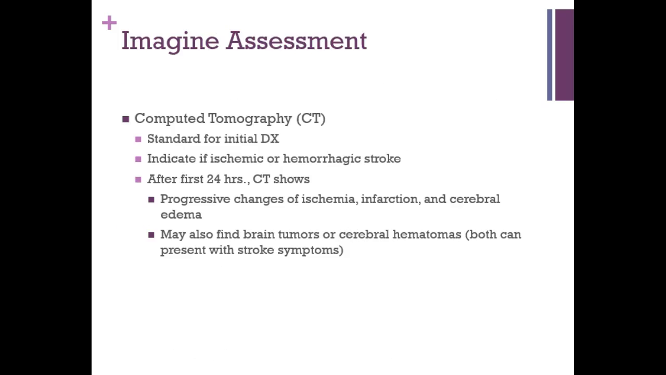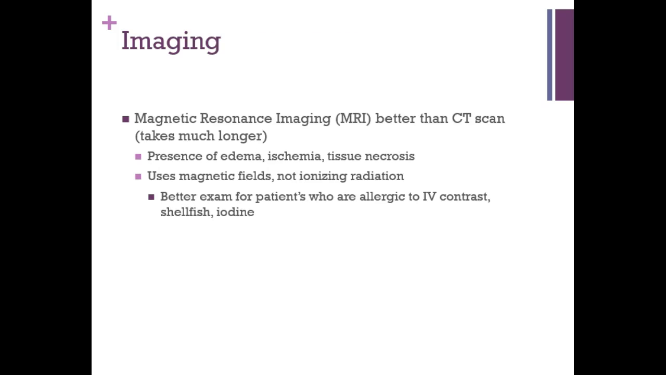Imaging tests: you do have the CT, which indicates if it is an ischemic or hemorrhagic stroke. After the first 24 hours, the CT shows progressive changes of ischemia, infarction, and cerebral edema. Sometimes after the CT, the physicians order an MRI. And here's your MRI. It'll show the edema, ischemia, and tissue necrosis, and more.